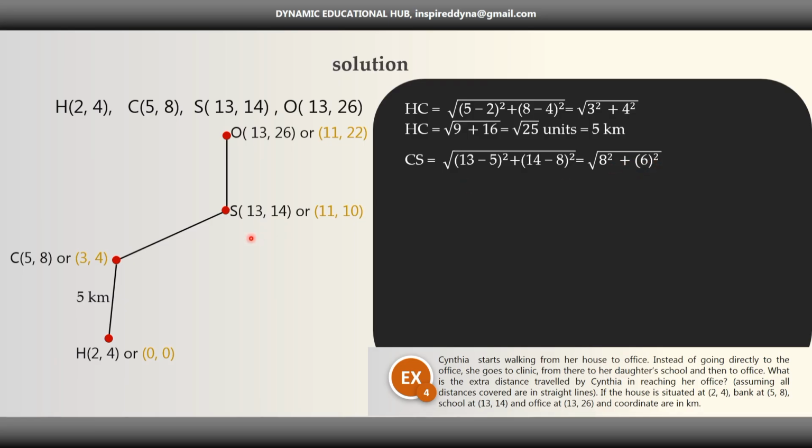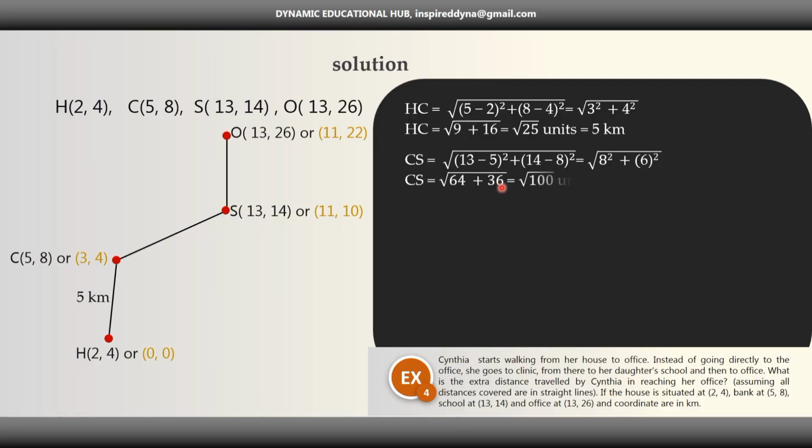Let me quickly explain this. If you use the golden coordinates, you still get the same thing. Let's see. What is 11 minus 3? You have 8. What is 10 minus 4? You have 6. So let's go ahead.